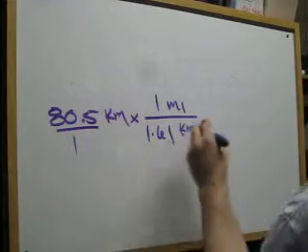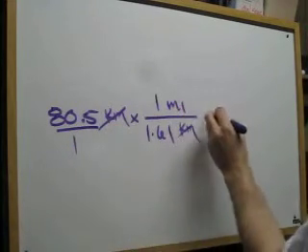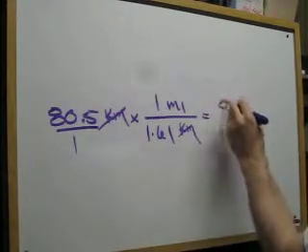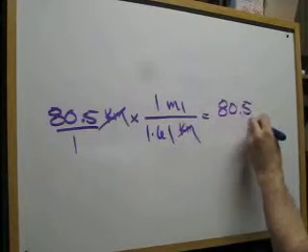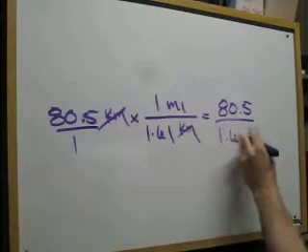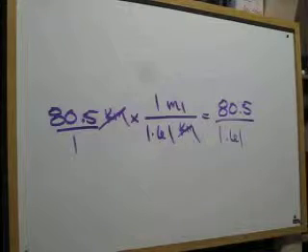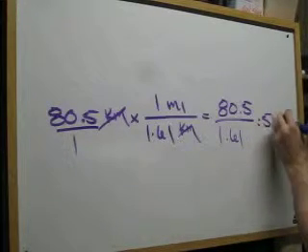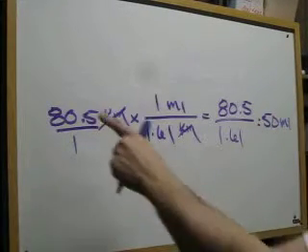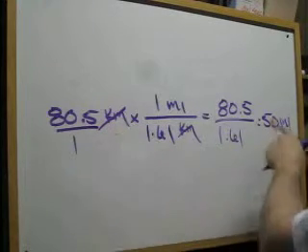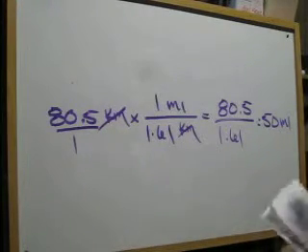Okay, that's over 1. We cross out our kilometers. We're left with miles, so we know we're done. So we have 80.5 divided by 1.61. This is where a calculator is going to become handy. And we get 50 miles. So 80.5 kilometers is the same as 50 miles.